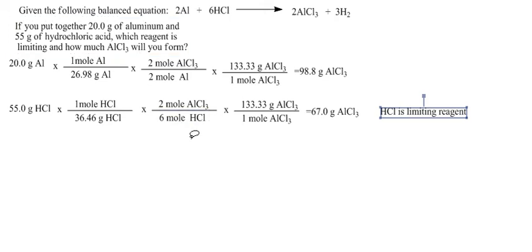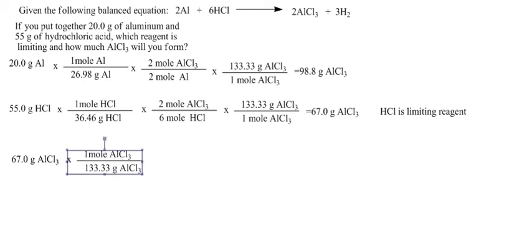Let's suppose we wanted to ask another question. How much of our excess reagent, the aluminum, would be left? Well, we know that we're going to be making 67.0 grams of AlCl3 because that's what we've made when the HCl runs out.